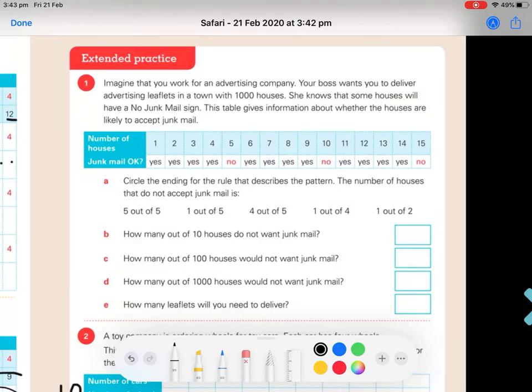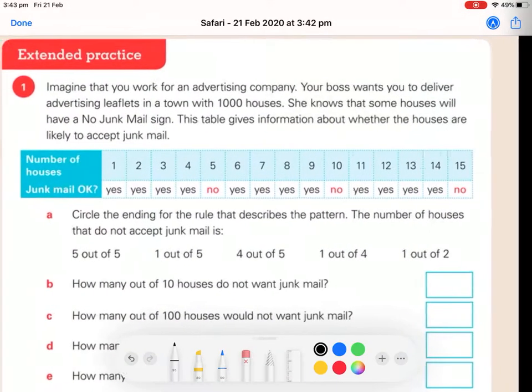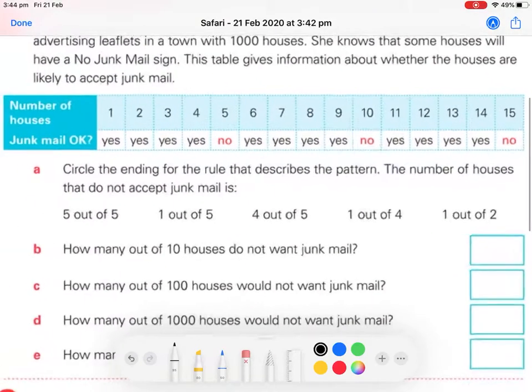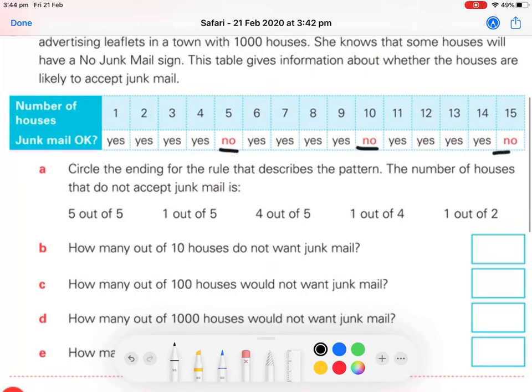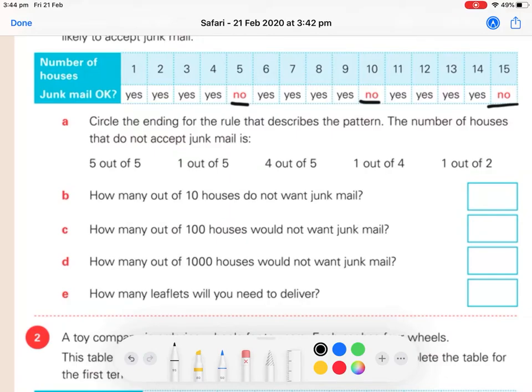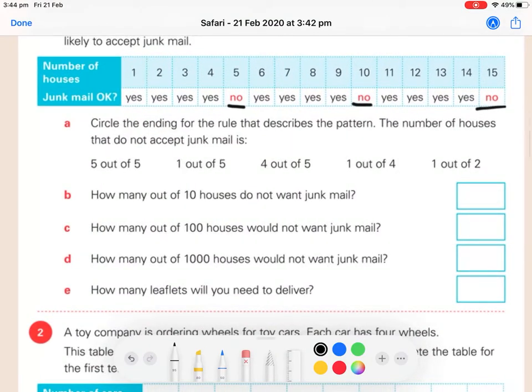Imagine that you work for an advertising company. Your boss wants you to deliver advertising leaflets in a town with 1,000 houses. She knows that some houses will have no junk mail sign. This table gives information about whether the houses are likely to accept junk mail. Ooh, a pretty tricky task here. So you can see some of them are no, the 15th house, the 5th house, the 10th house.